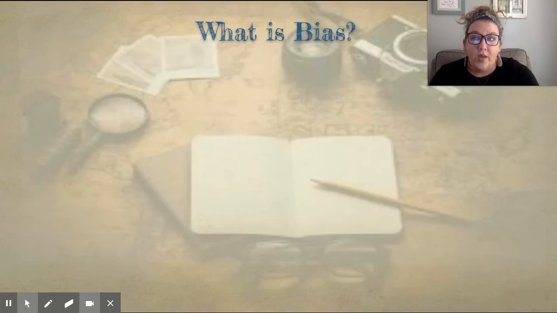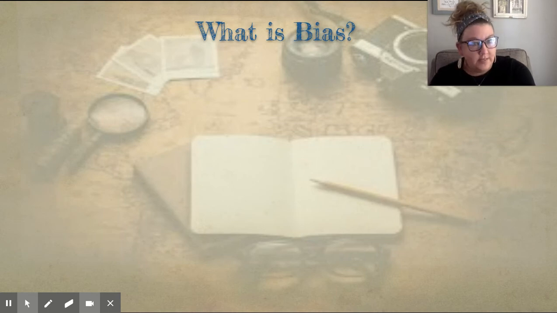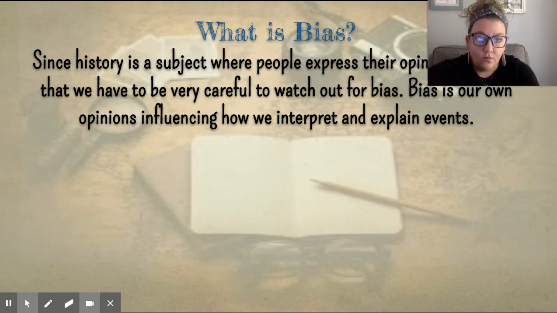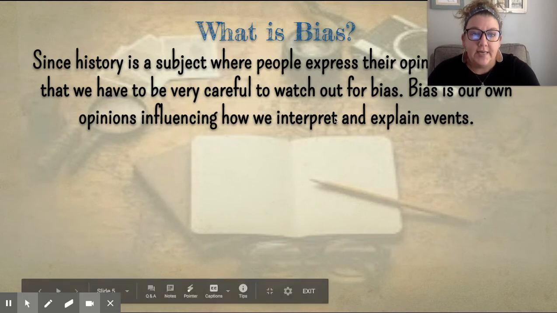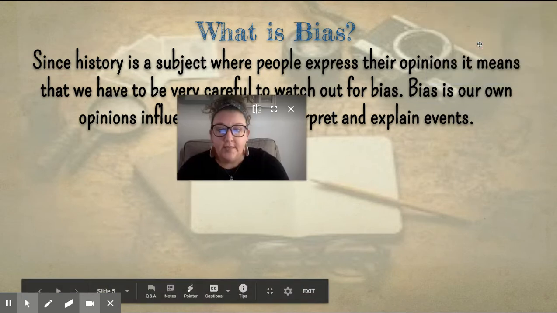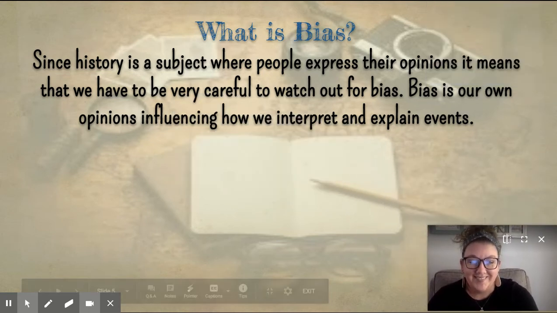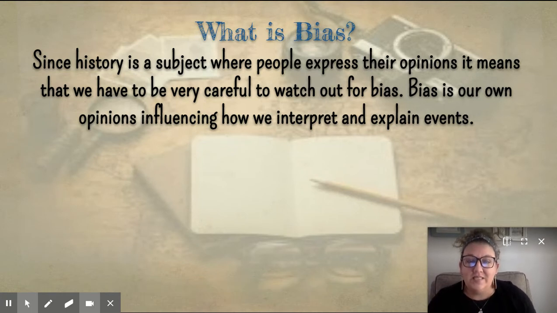Now, with any source, you have to keep in mind bias. What is bias? I know you've all probably heard that word, but what does it mean? Since history is kind of subjective, meaning we're going to interpret it differently, and since history is a subject where people express their opinions, it means that we have to be very careful to watch out for bias. Bias is our own opinions influencing how we interpret and explain the events.